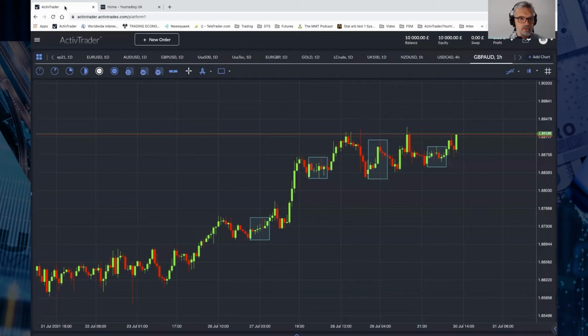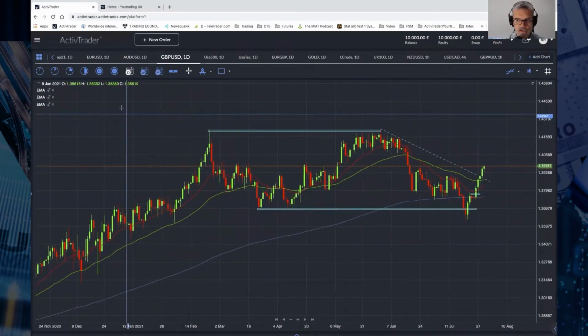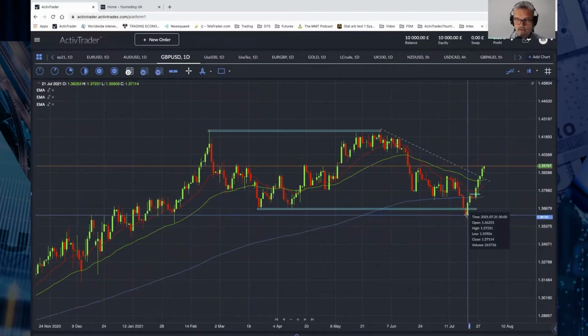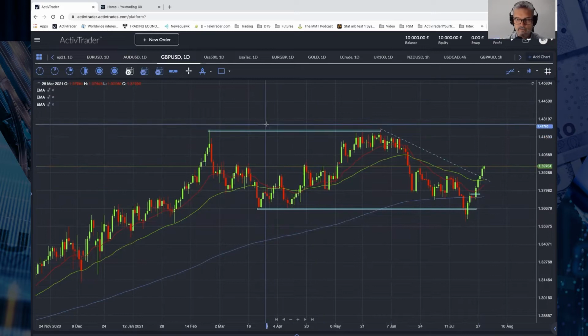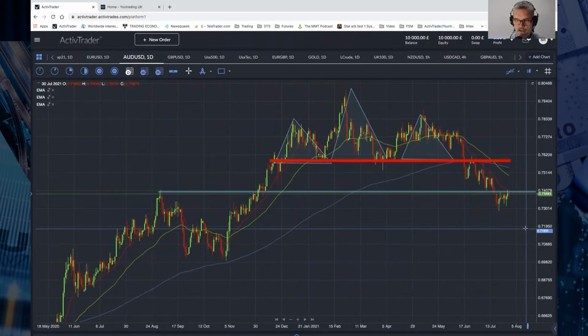If we go to the active trader platform, and I just take you to the British pound versus US dollar, you can see here that the British pound over the last several days has been making green candles. So you can see the relative strength is quite high. Australian dollar versus the US dollar has been in a downtrend for a while, but has been consolidating.